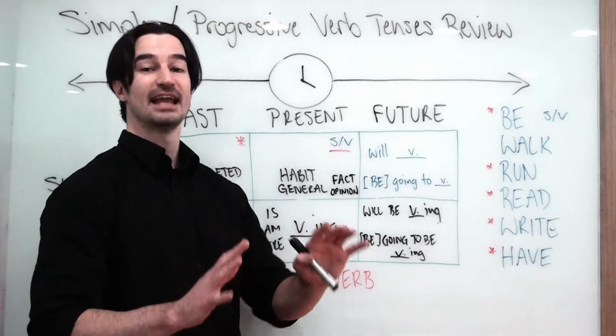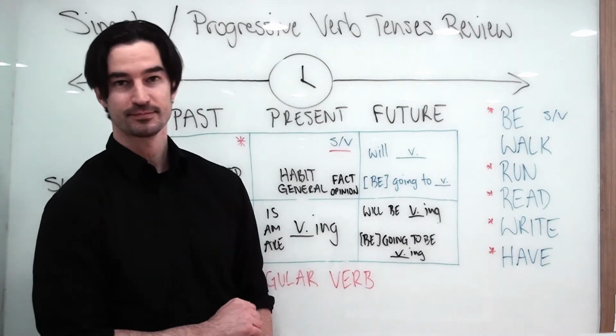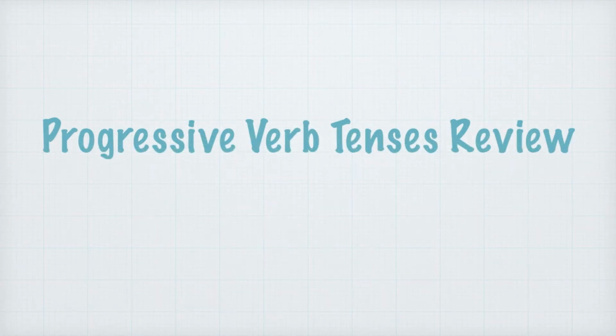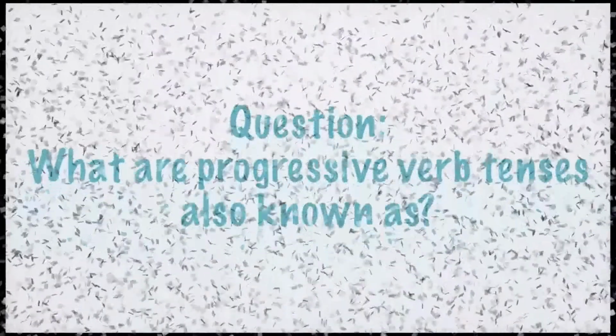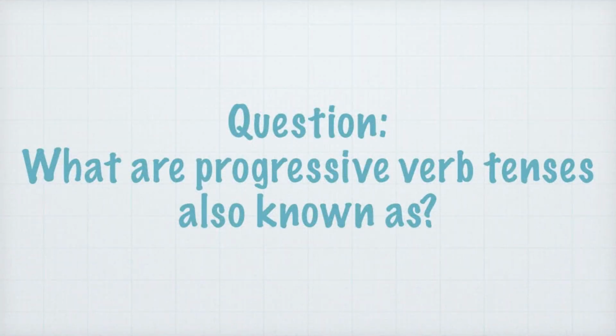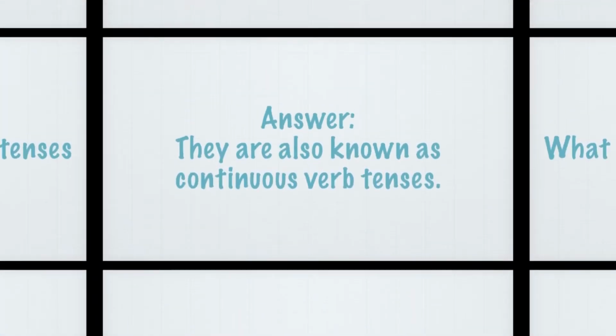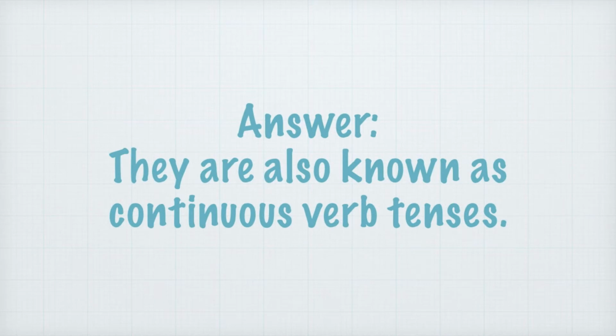So, let's review. Progressive verb tenses review. What are progressive verb tenses also known as? They are also known as continuous verb tenses.